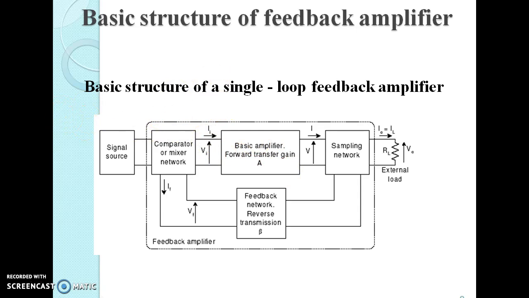So as you can see here, you have the basic amplifier with transfer gain A. Then you have the sampling network. Then we have the feedback network with transmission factor beta. And we have the mixer, which mixes the source signal along with the feedback signal, and the output is given to the basic amplifier.